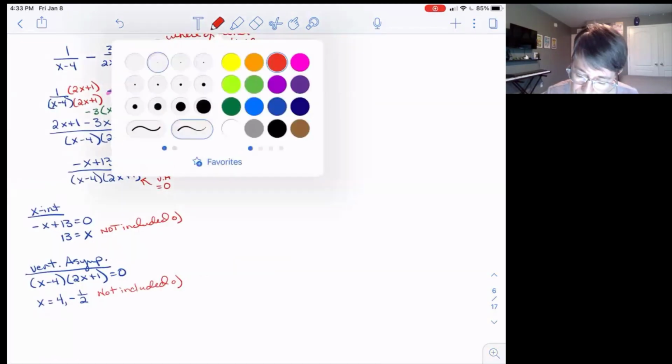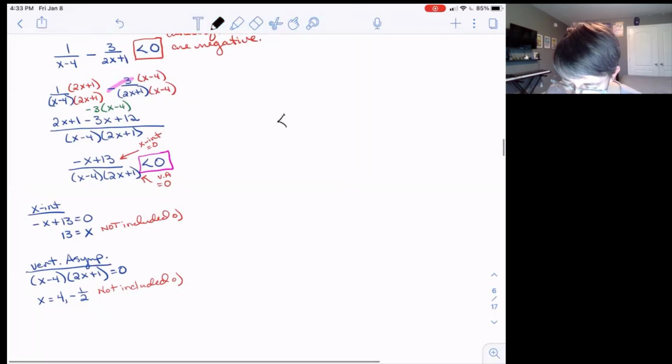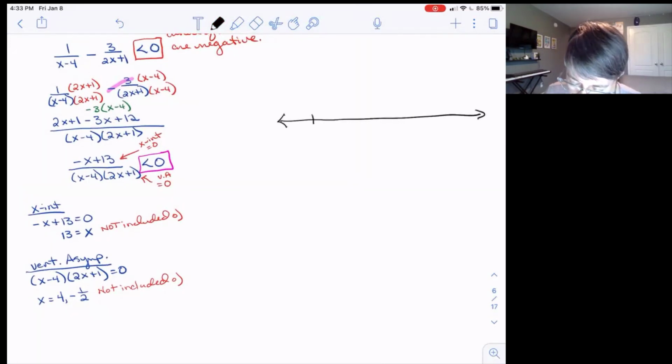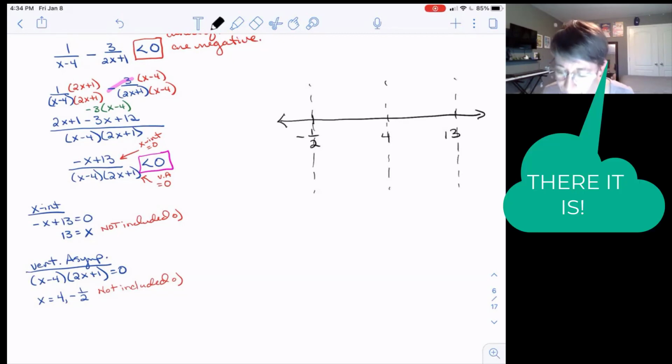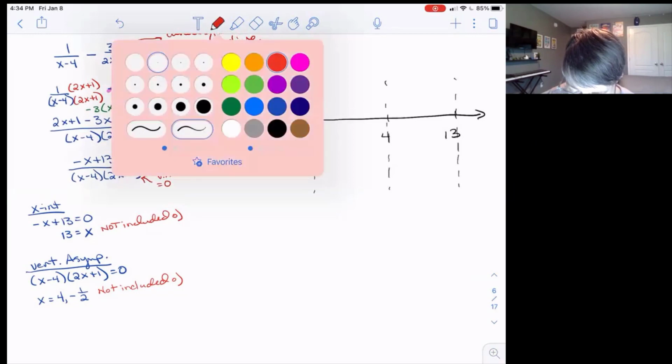So let's plot these three on a number line. Again, be sure that they are in numerical order. The negative 1/2 comes first, then the 4, then the 13, giving us 3 intervals to look at. Oh, I lied, giving us 4 intervals to look at. Math teacher, I can't count.